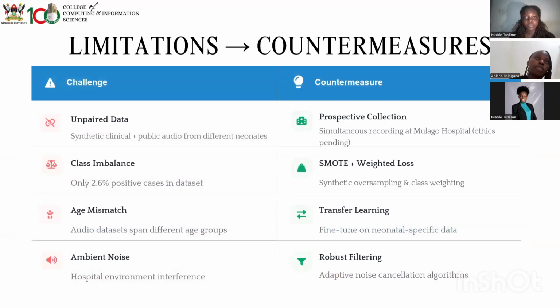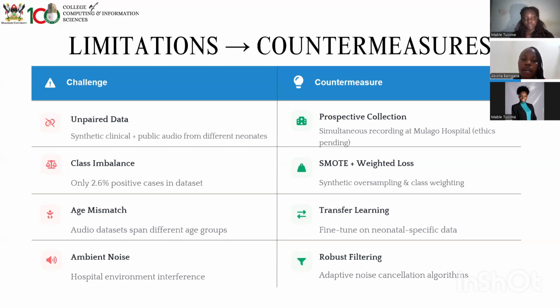So we also managed to identify some limitations with the datasets that we are using and how to countermeasure those challenges or limitations. One is unpaired data, whereby you find that clinical data was gotten from a different synthetic data set, and the audio data is also gotten from different data sets and different units. So with this, our countermeasure is prospective collection, whereby we can go to a specific, maybe hospital or a specific institution that can provide data that is paired or correlating with each other.